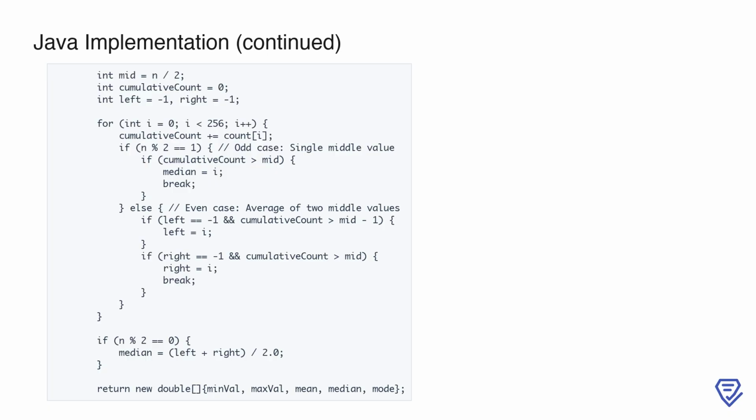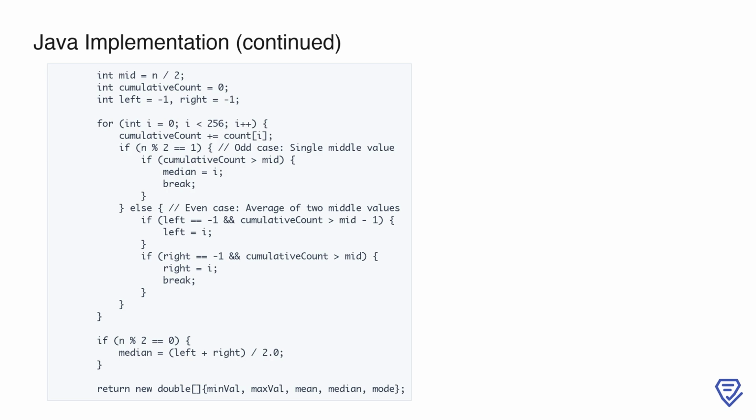To begin, we determine the midpoint of the dataset, which is n/2. Then, we initialize cumulativeCount to track the running total of frequencies as we iterate through the values, and two variables, left and right, to help calculate the median in the case of an even number of elements. As we loop through the dataset again, we add each value's frequency to cumulativeCount. For datasets with an odd total count, when cumulativeCount exceeds the midpoint, we know we've found the middle value, and we assign it to the median.